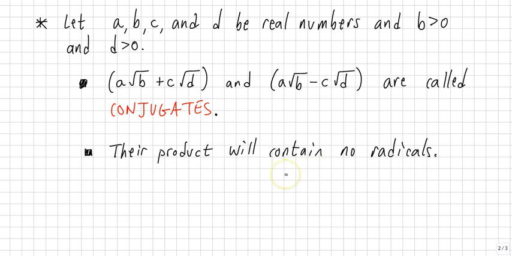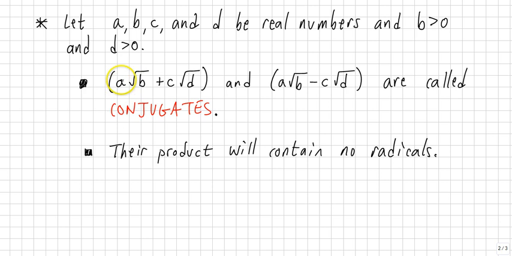So we do have one definition in here. Consider the case where A, B, C, and D are real numbers, so they can be any number you can possibly think of. But let's have B and D be positive, and you'll see why here in a second.